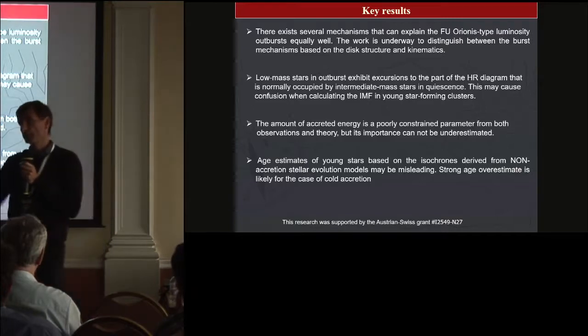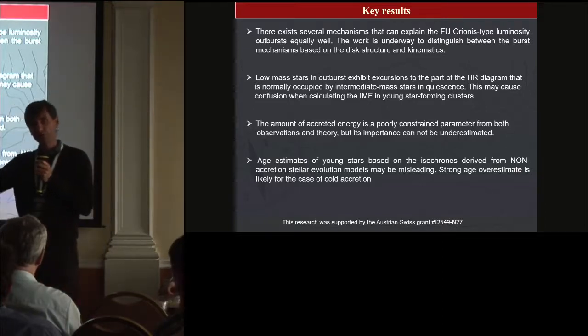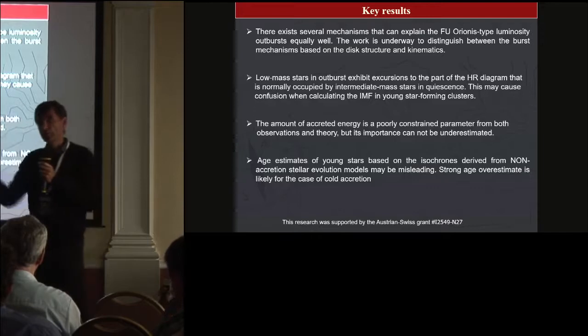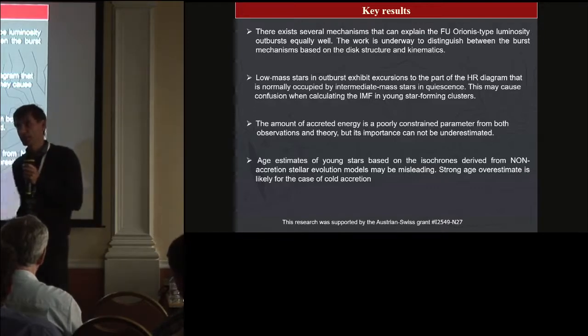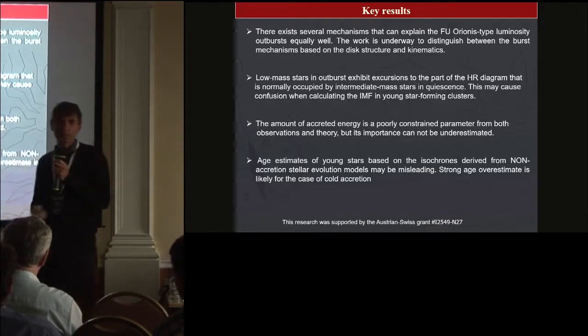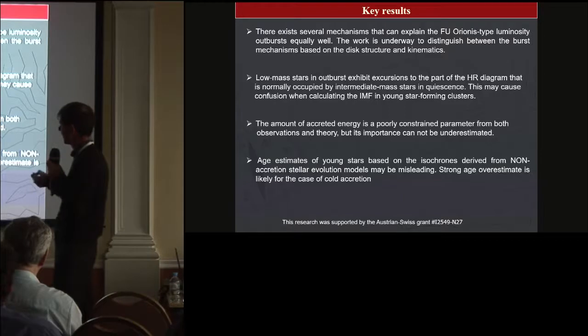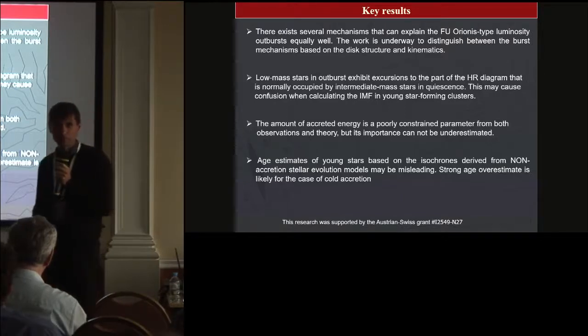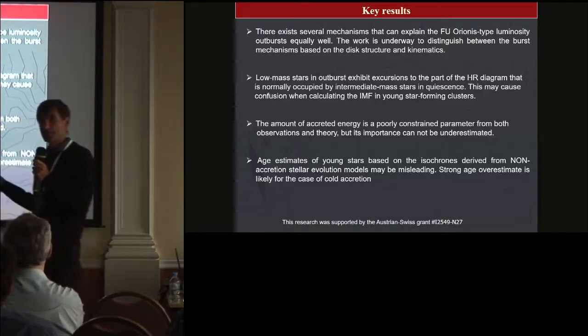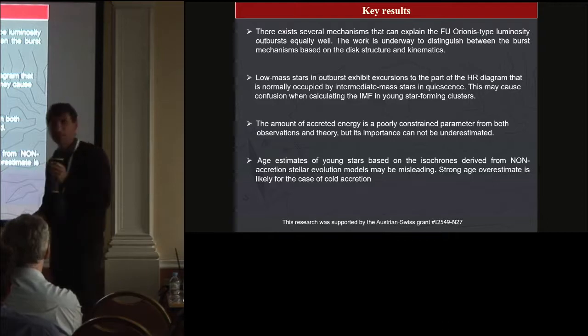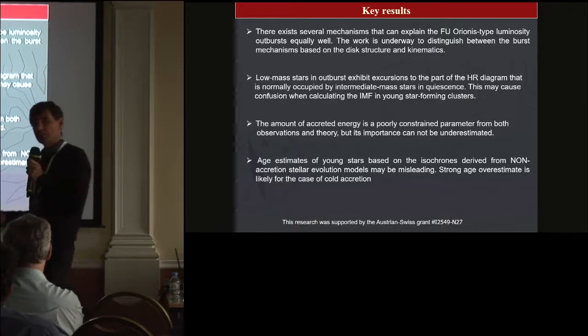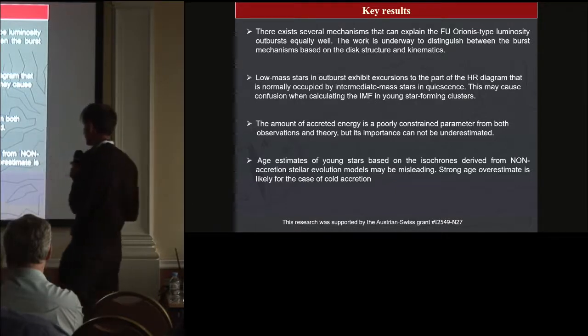Just go to a young stellar cluster, 1 million years old or even younger. You just count the number of stars, put them on the HR diagram, and don't really pay much attention to whether this is a FU Orionis object or not. And then you may have an excess of intermediate mass stars there because you falsely counted a few FUors in eruption.